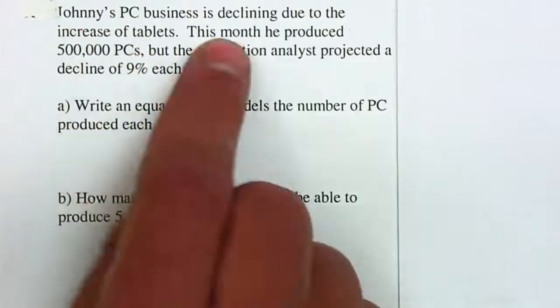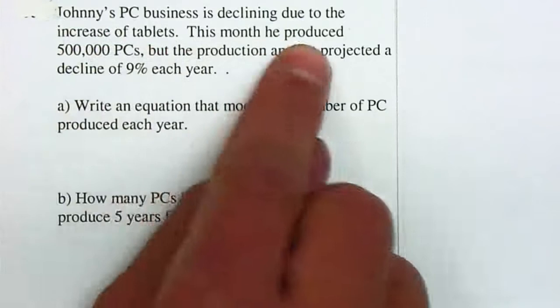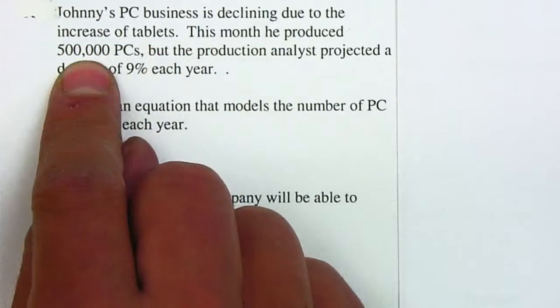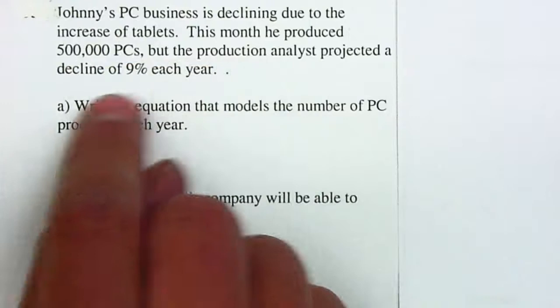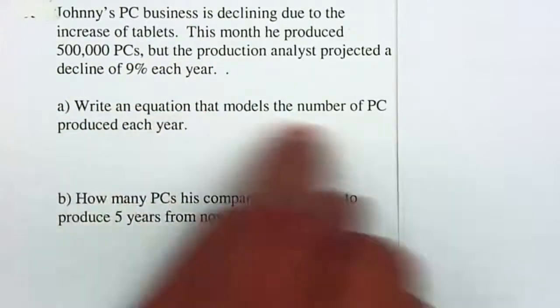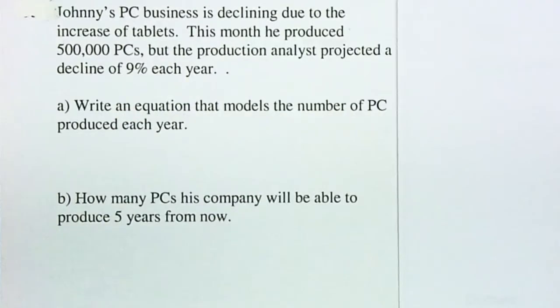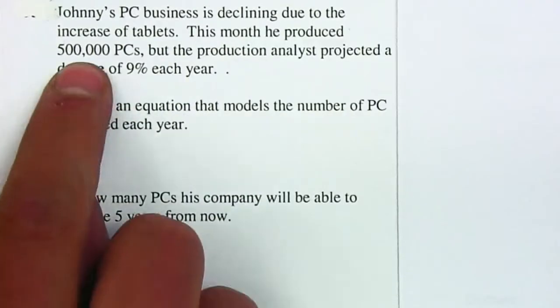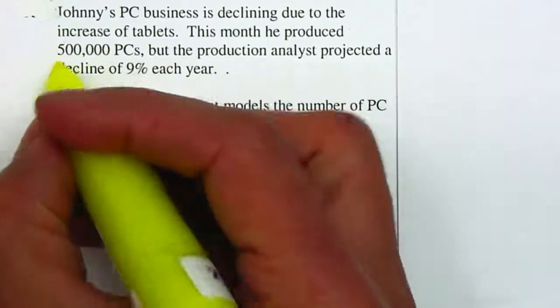Johnny's PC business is declining due to the increase of tablets. This month he produced 500,000 PCs, but the production analyst projected a decline of 9% each year. Write an equation that models the number of PCs produced each year. In this case, we have an amount that's declining by 9%.